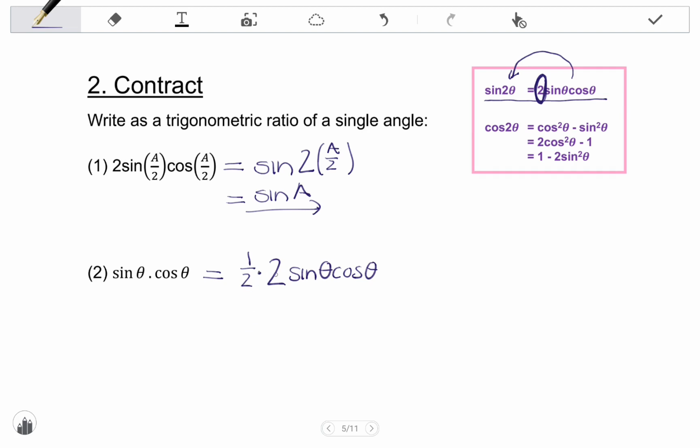Okay, a half times 2 is 1. 1 is the coefficient initially, so that means I'm not changing the value. But what I do now have is a full double angle formula on the right hand side there. So 2 sine theta cos theta, going from right to left, contracts to sine 2 theta, and that is my final answer.